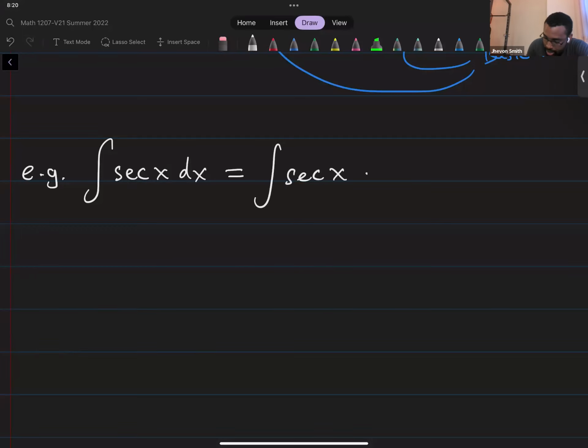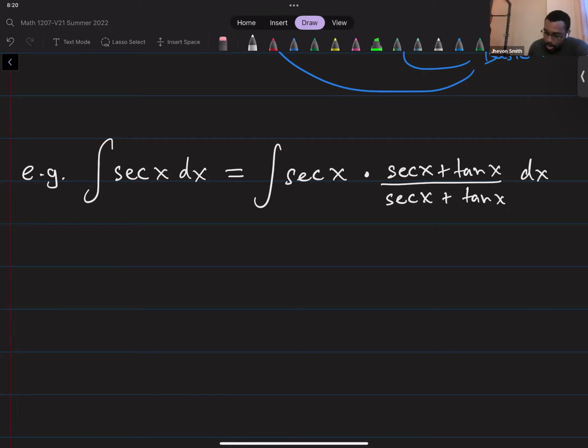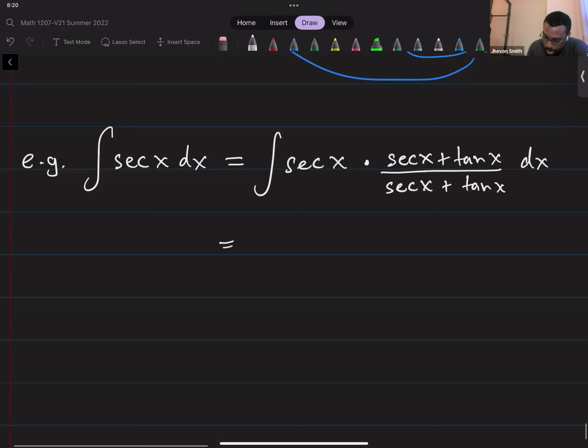So the trick here is to multiply and divide by secant x plus tangent x. So essentially you're multiplying and dividing by 1. And you think, well, that's kind of a strange thing to multiply by. And then you realize why it was so ingenious, because if you multiply this out, you get secant squared plus secant tangent.